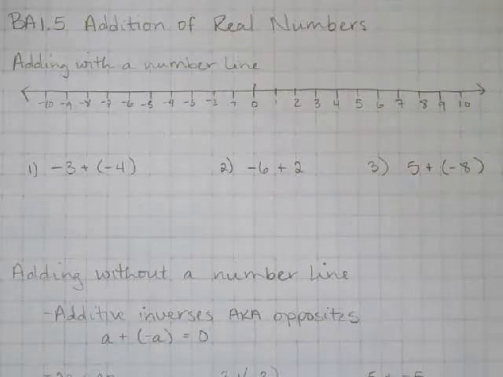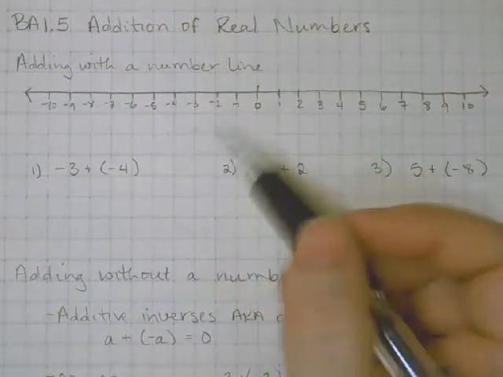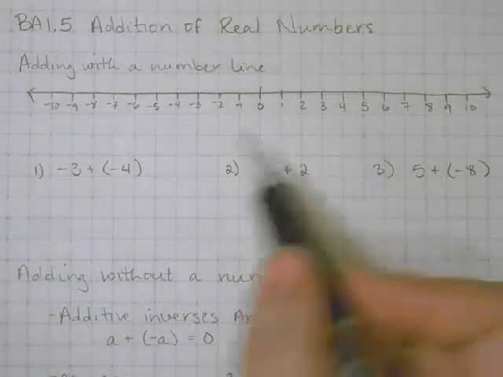And we're working on just the addition of real numbers. So by real numbers, what we mean are positives and negatives. So we're going to be dealing with how to add those negative and positive numbers together. So the first thing we're going to do is talk about it in terms of the number line.